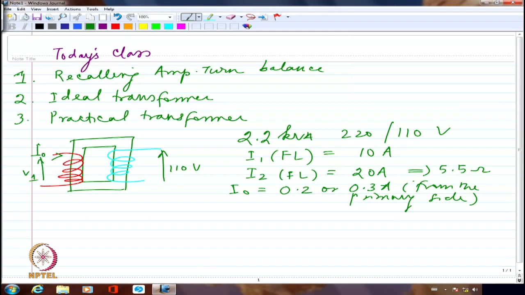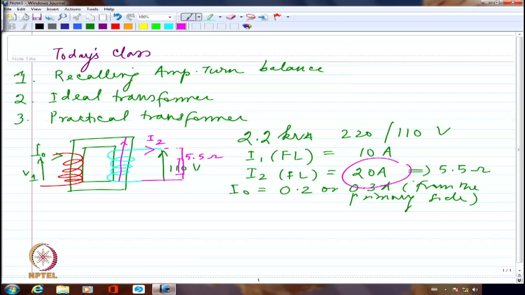Now I am going to connect a load here, a 5.5 ohm load. So a current will flow here corresponding to I2, which we wrote as 20 amperes for a 5.5 ohm load. This 20 ampere will definitely create a flux in the core. It is not going to keep quiet.